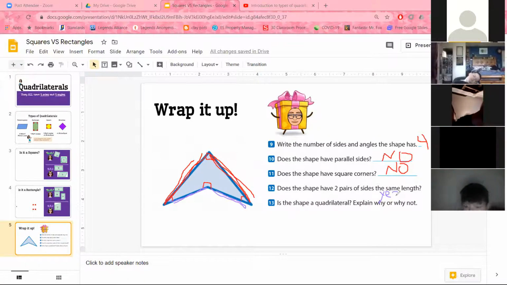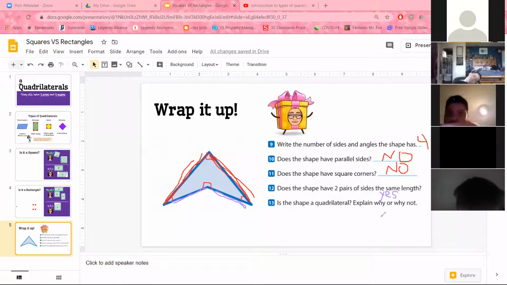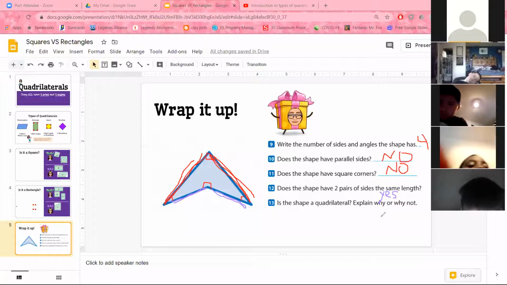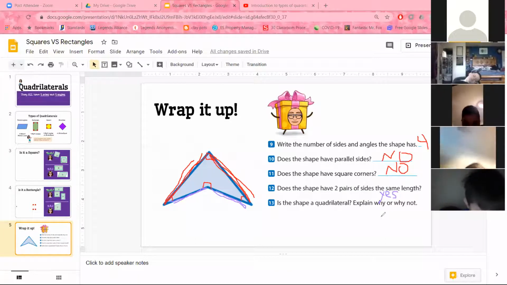Now I want everyone to drop in the chat. Is this shape a quadrilateral? Just type in yes or no in the chat. Let's see who gets it first. Felix says yes. Nikayla says no. Evan says yes. Logan says yes. Jayana says yes. Faith says yes. Elena says no. Esteban says yes. Emmanuel says yes. Lots of yeses. Nikayla changed her answer to yes.